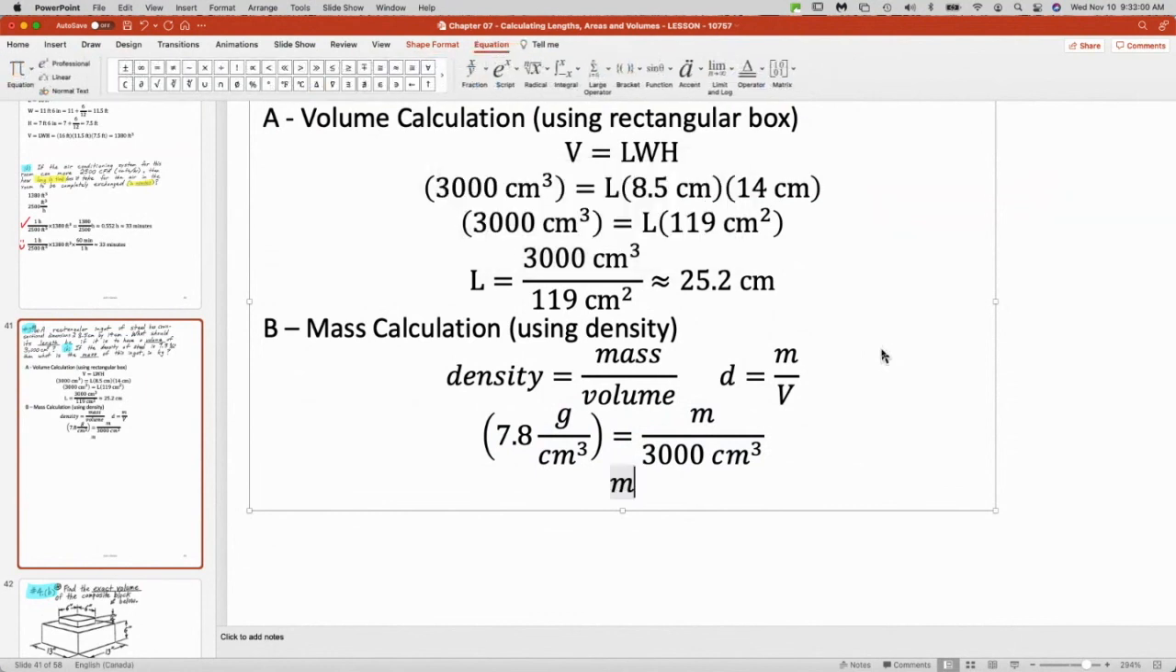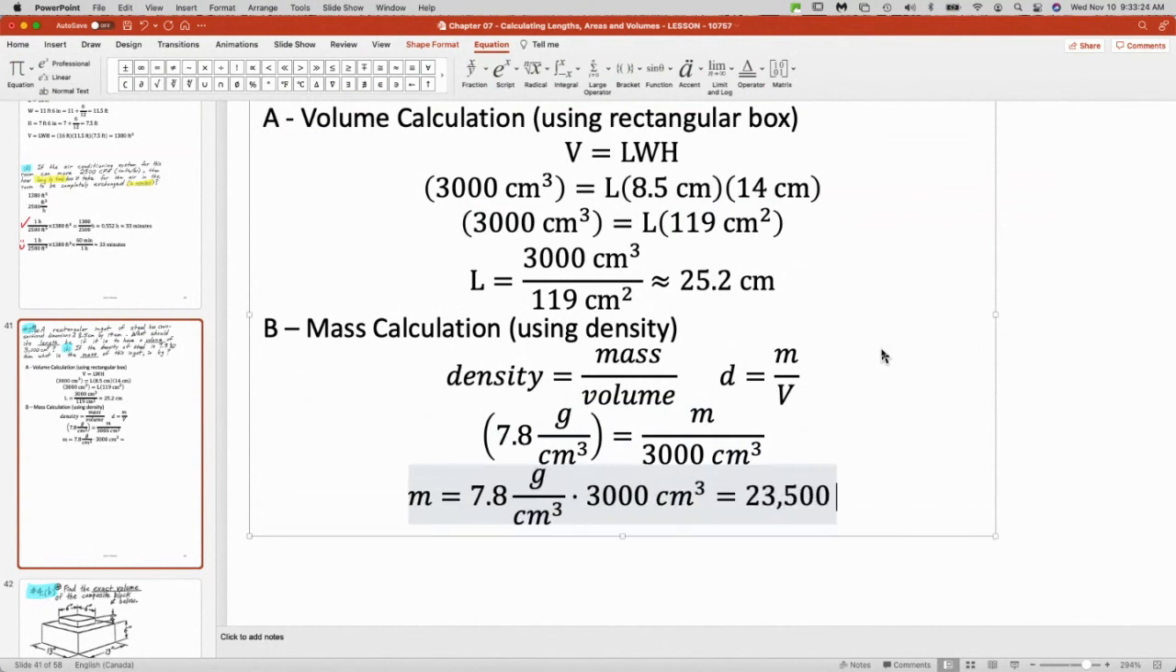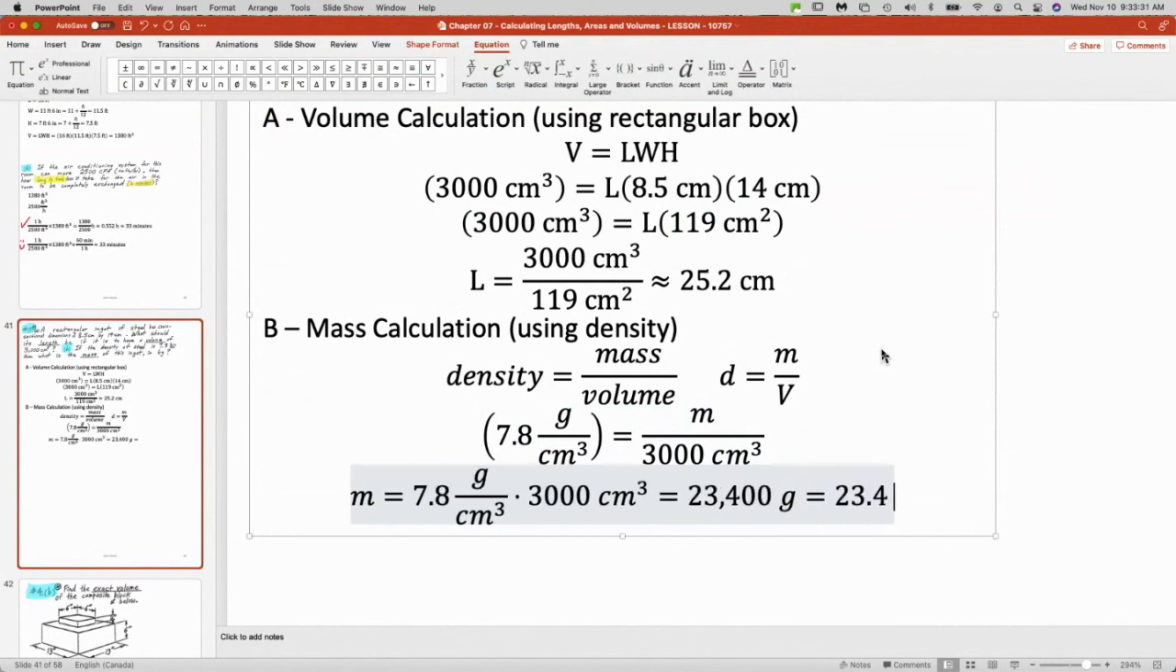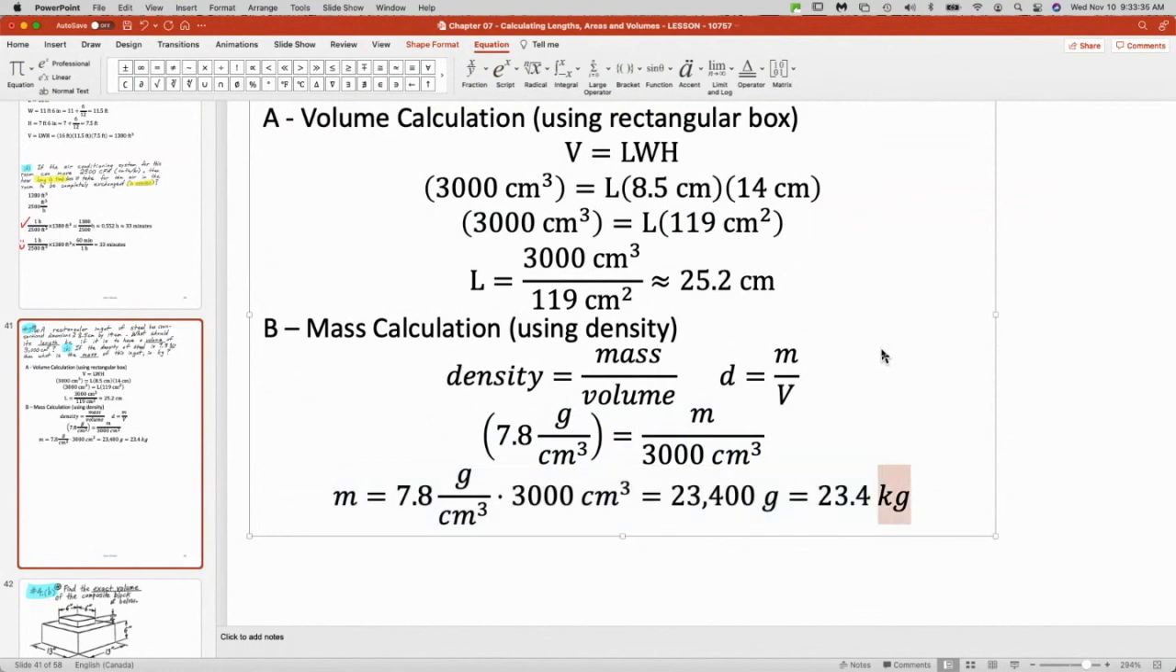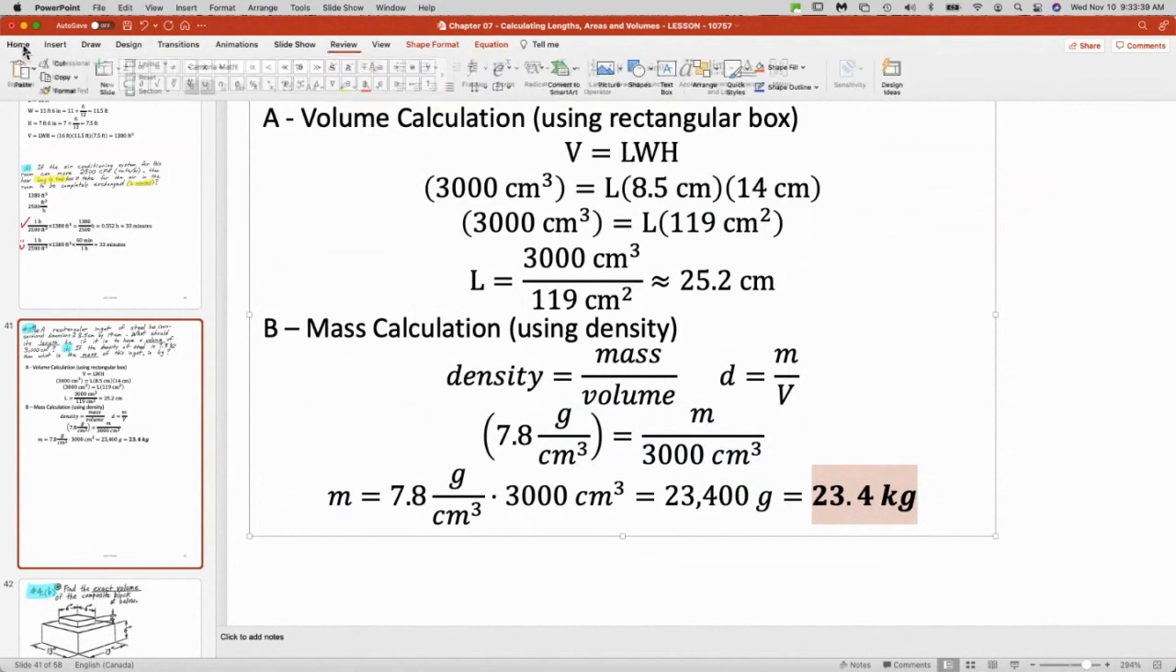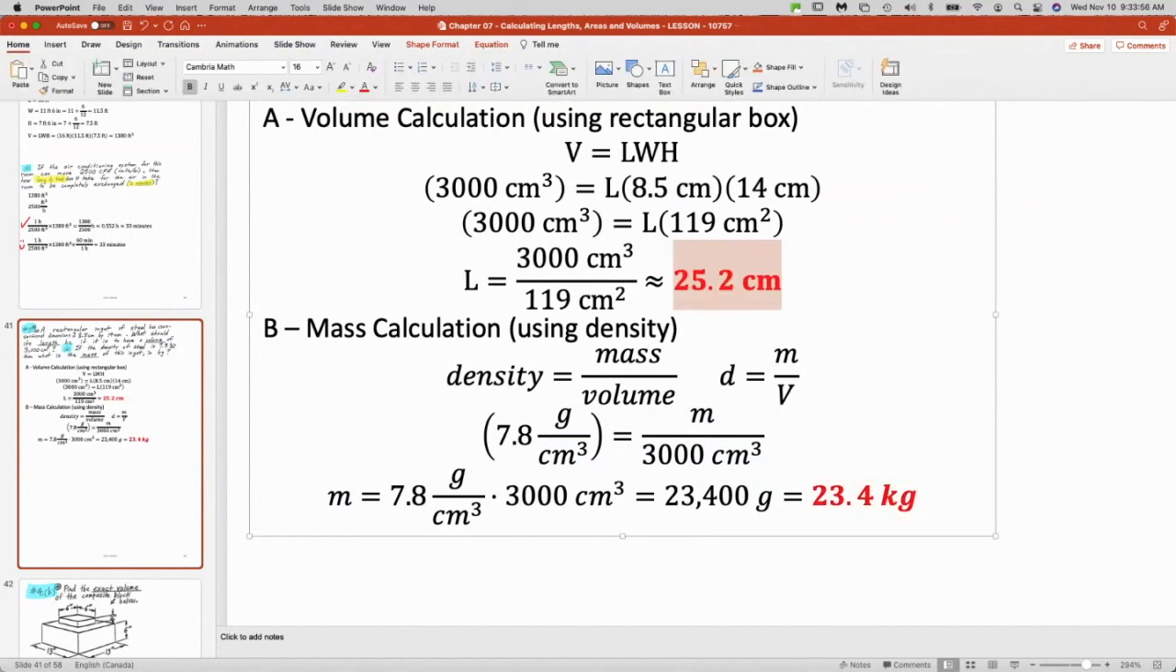That sounds right. 23,400 is correct for the grams. So the mass is going to equal 7.8, the density, times 3,000. So that's 23,400 grams. But in the question, I want kilograms. So that one's an easy one to fix. So that's why I'll just not really discuss it too much. 23.4 kilograms. It's all good.